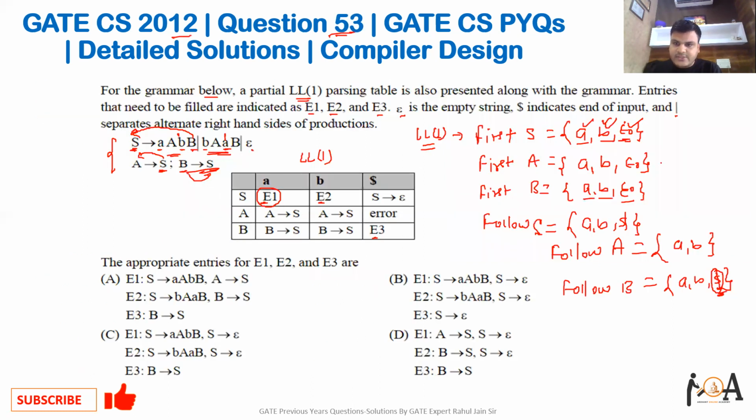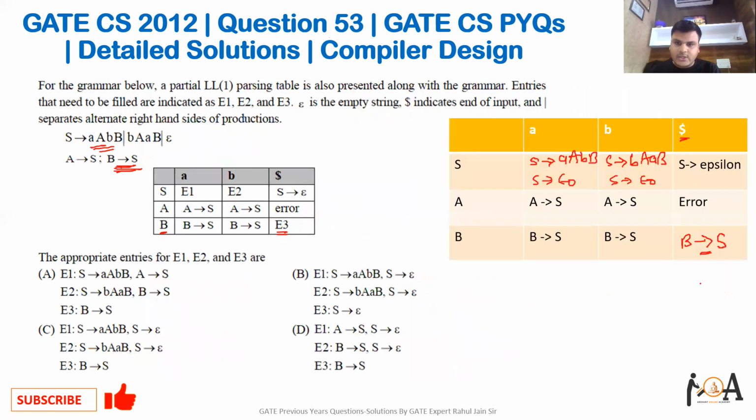And in first of B we have epsilon. That is why we have put follow of B as dollar here. So B derives S is here. You can observe this part, it is E1. This part, it is E2. And this part, it is E3. So it is matching with option number C. So option C is the correct answer, guys. I hope it is clear to everyone. Thank you so much, guys.